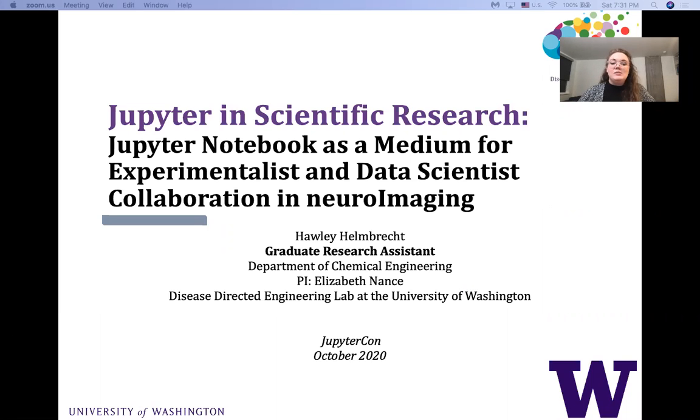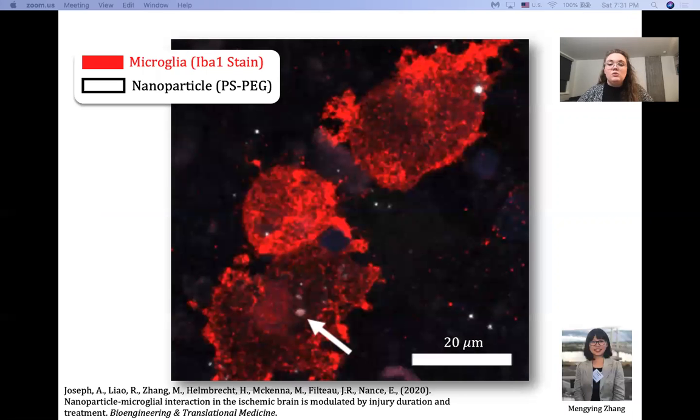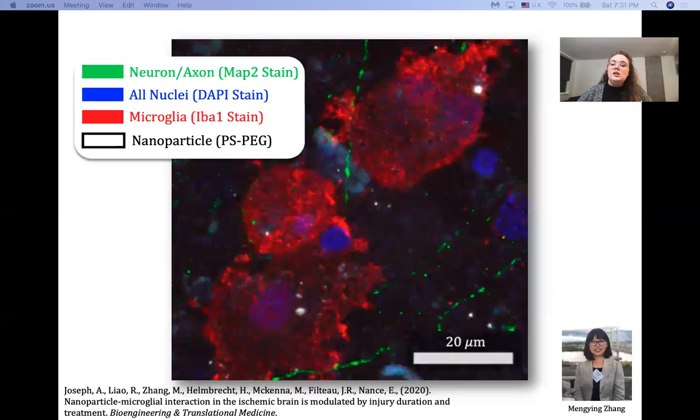And since our lab takes such cool images of the brain, I thought we'd dive straight into a picture from our most recent publication in Bioengineering and Translational Medicine of microglia, the immune cells of the brain, interacting with nanoparticles. But as a lab, we don't like to look at the microglia and nanoparticles independently. We like to look at them in a bigger picture of the brain system.